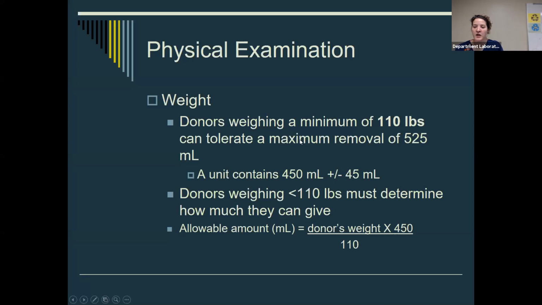So donors weighing a minimum of 110 pounds can tolerate that maximum 525 mils of blood being taken off. A typical donation is usually going to take approximately 450 mils, so you usually have about plus or minus 45 to 50 mils, all right? So to determine the allowable amount of blood if your donor is less than 110 pounds, you take your donor's weight times 450, because that's the standard amount of blood in the unit, and then divide by 110, and that'll get you the allowable amount of blood that can be drawn from your lower than 110 pound donor.